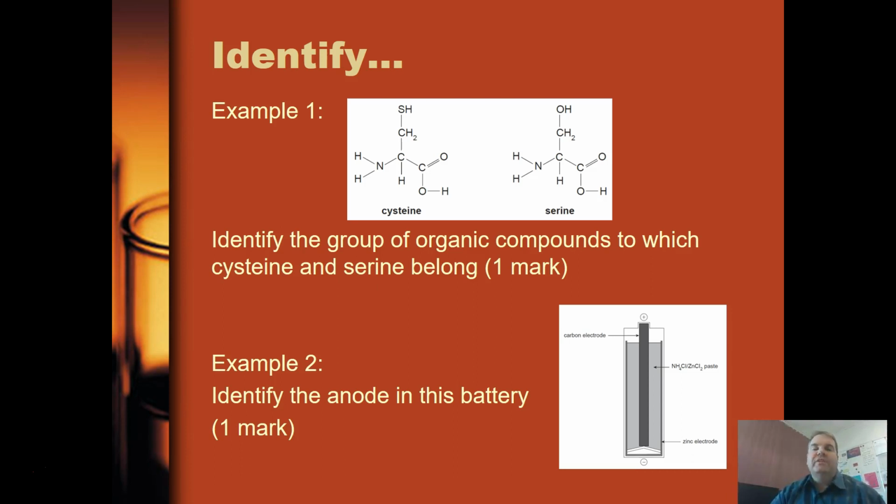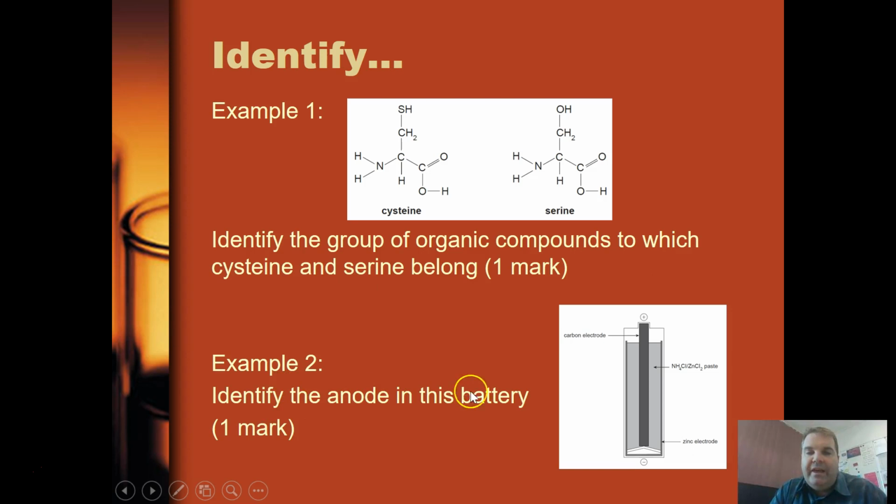Identify is pretty straightforward. You have to use the graph or an equation. So this one, identify the group of organic molecules to which cysteine and serine belong. Well, both of these are amino acids because they've both got this carboxyl and amine group on it with a central carbon atom, with a hydrogen on it. And here's your side chain for cysteine, your side chain for serine. They're both amino acids. You just have to give one suggestion for 1 mark.